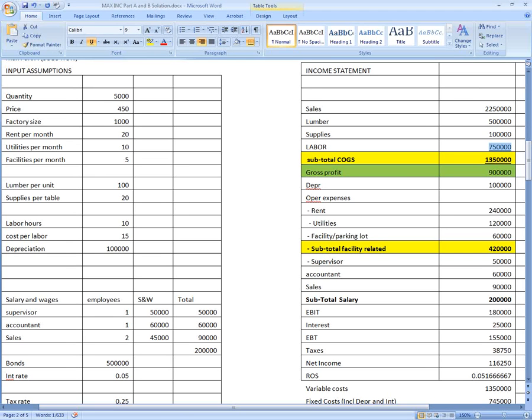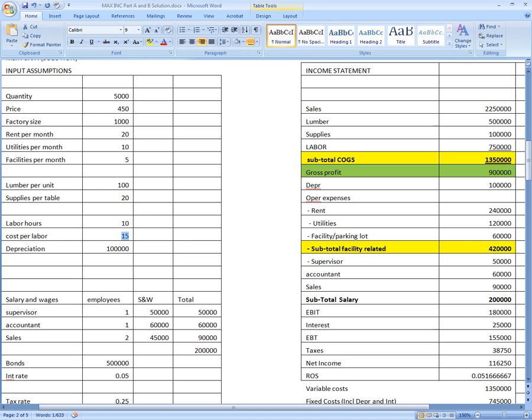Labor is going to be done in two steps. One step is going to be that we know it takes 10 hours to make each table. And we also know that the cost per labor is $15 per hour. So first thing you want to do is to take 10 hours, multiply by 15. So that will give you $150 of labor cost per table.